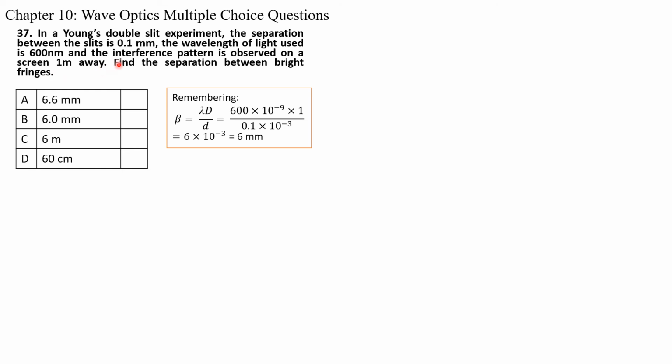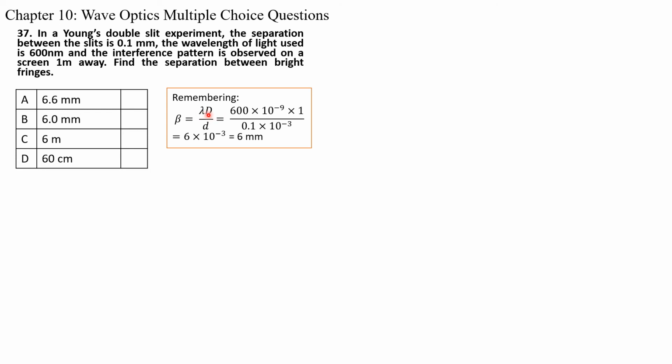Here again, this is a numerical problem and you have to remember the formulae. These formulae are given before the beginning of this chapter number 10. Therefore, recall the formula: fringe width beta is equal to lambda capital D by small d, where capital D is the distance between the screen and the slit, small d is the separation between slits, and lambda is the wavelength.